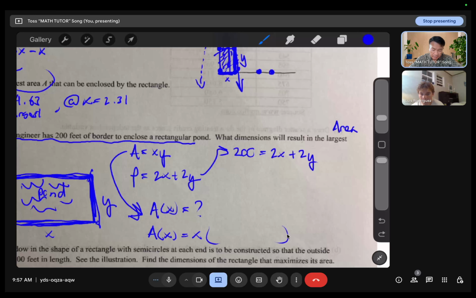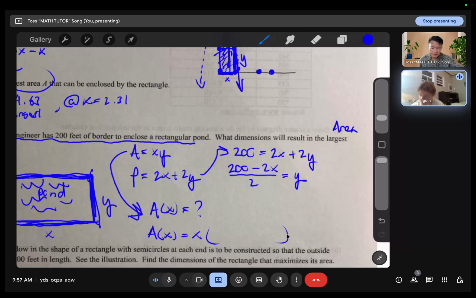So here we go. Subtract both sides by 2x, divide both sides by 2. It will give you your y. Do you agree? Okay. Subtract both sides by 2x, and then clean that up. It will be 100 minus x. So that goes right in here.